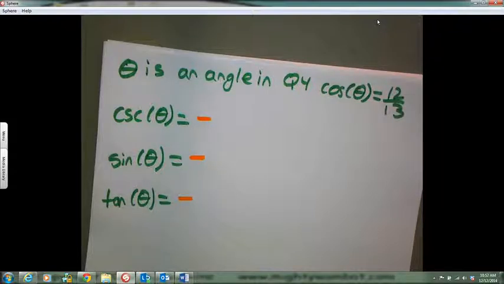I'm on page 2, part 2, question 1. The next piece is 12 over 13 is nowhere on the unit circle. So I'll need to do, which is why the section is called generic right triangle, I need to draw a right triangle. So let me go ahead and draw that here.